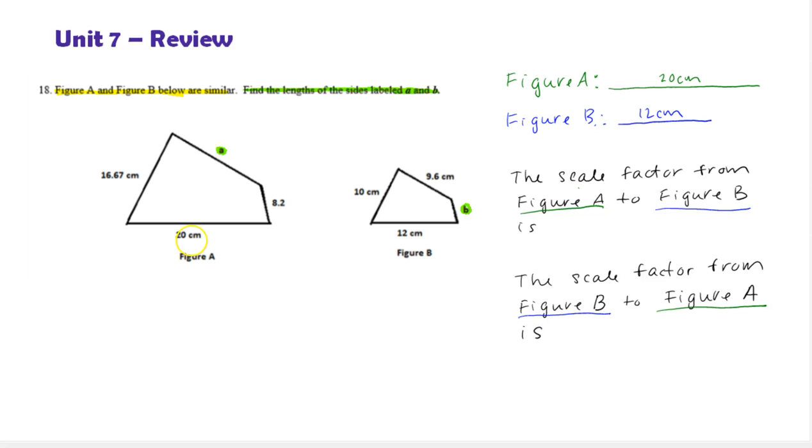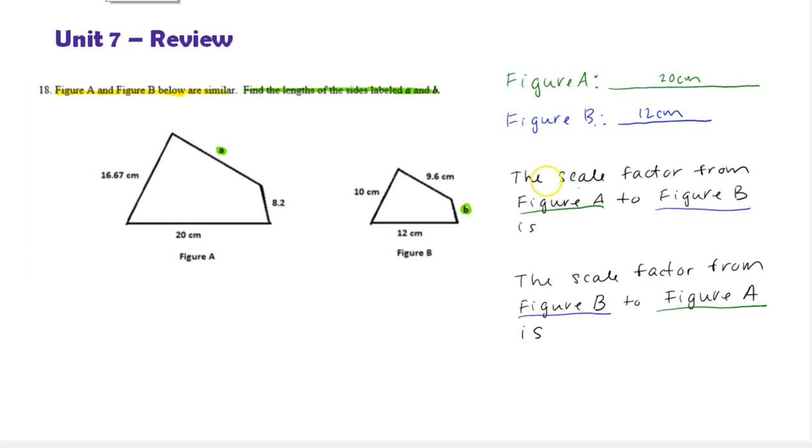So let's look at 20 centimeters and 12 centimeters and find our scale factors. So up here, to connect this to the idea of how many times as large that we talked about in multiplicative reasoning in this unit, figure A is 20 centimeters, figure B is 12 centimeters. So A is 20 over 12 times as large as B, and B is 12 over 20 times as large as A. How is this going to come into play with the scale factors?